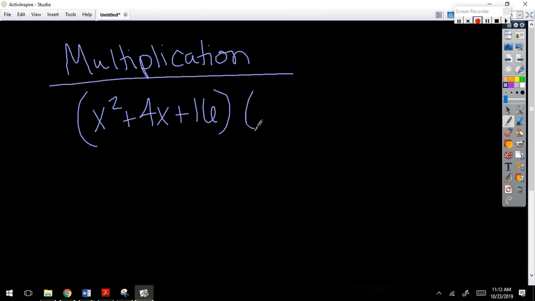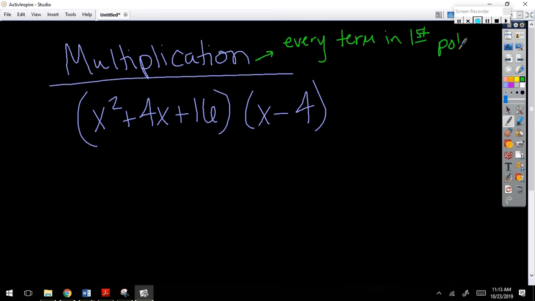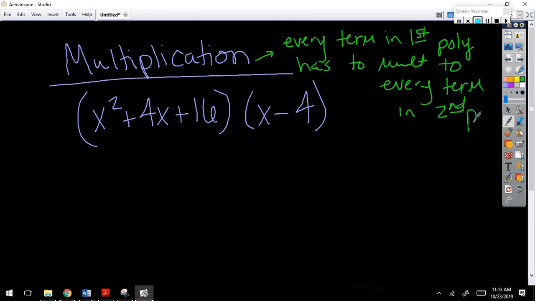When you are multiplying, this is just a big distribution problem, okay? Every term in the first polynomial has to multiply to every term in the second polynomial. Well, what's the word after 2? Multiply.